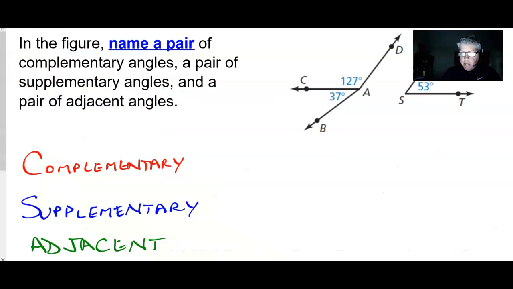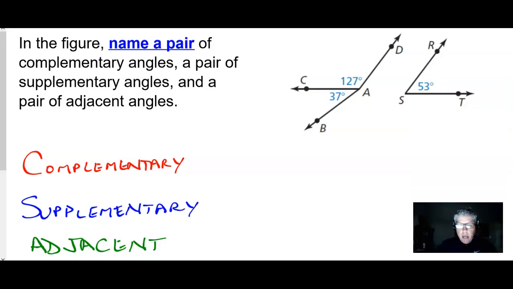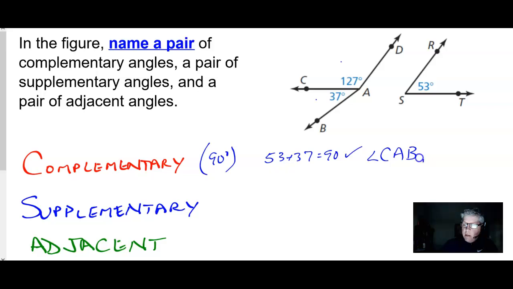Basically the same thing as I just did. Let's do some examples. You're going to get a lot of figures, and you have to do stuff with them. Complementary means 90 degrees, so that's what I want to think about. Are there any angles that add up to 90? No, no. Oh, looks like 53 plus 37 equals 90. Yes, it does. So we would say angle CAB and angle RST are complementary since they add up to 90 degrees.